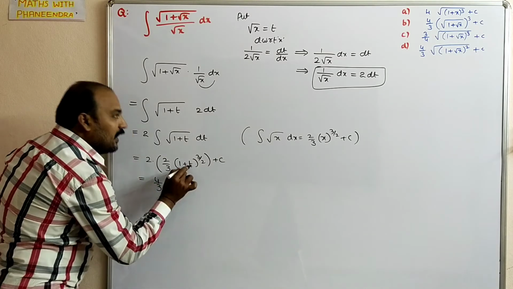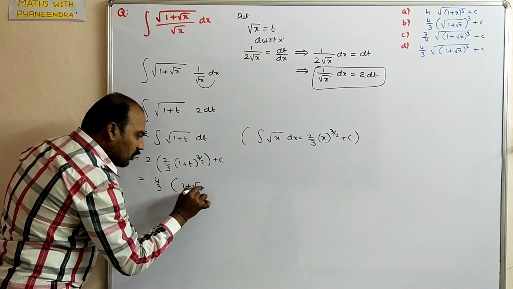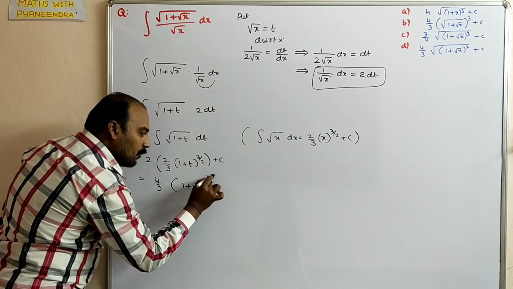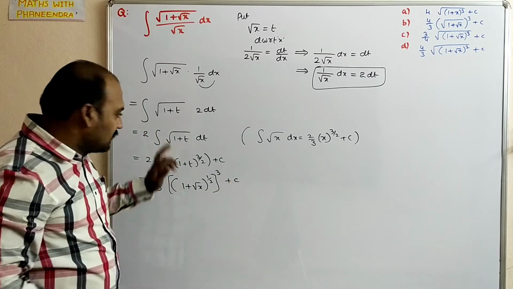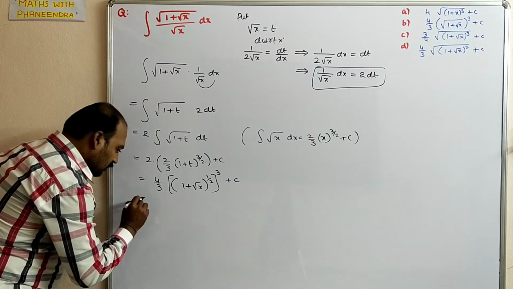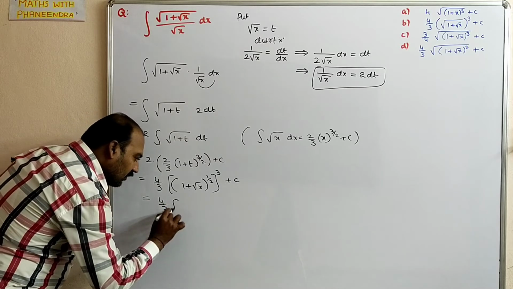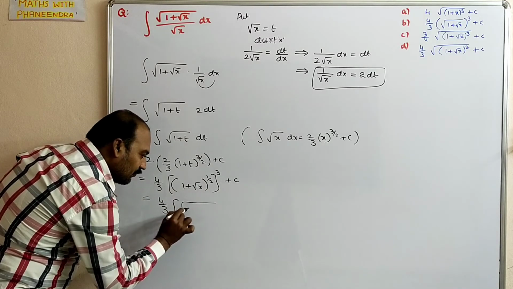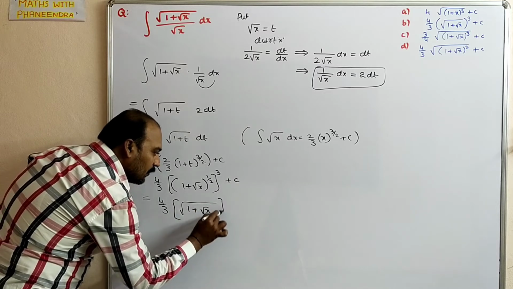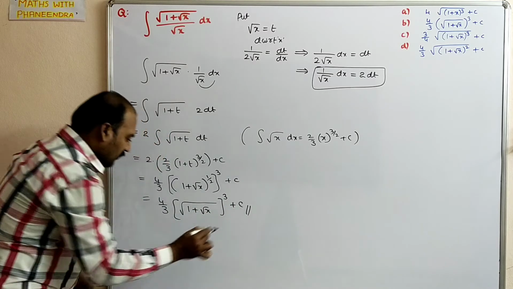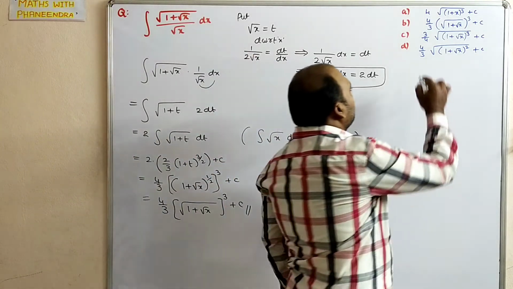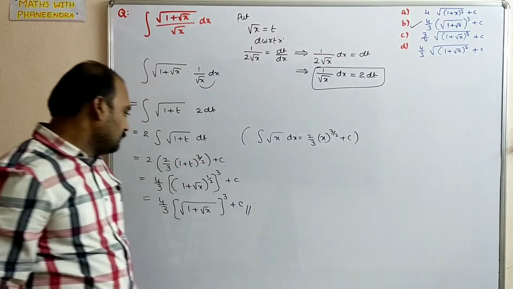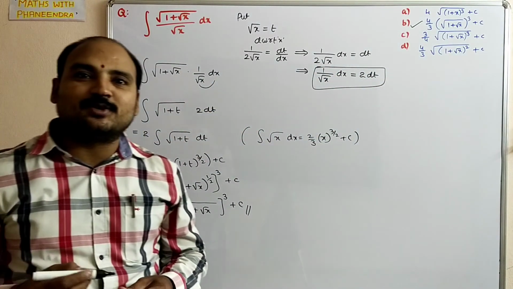1 plus t value is what? Root x whole power 3 by 2. That can be written as whole power 1 by 2 whole power 3. Why are we writing like this? Whole power 1 by 2 means square root, since the options are in terms of root. That is the reason we are writing like this. So 4 by 3 into square root of 1 plus root x whole power 3 plus c, which is there in the second option. We will move to the next question.